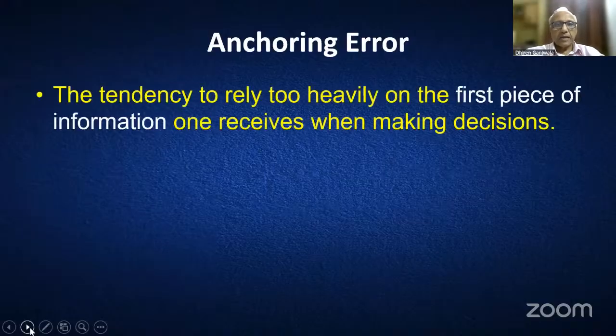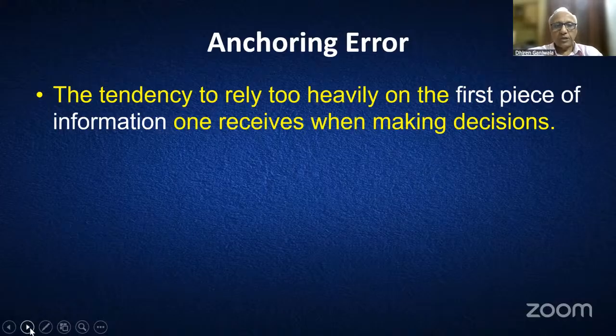So what is anchoring error? The tendency to rely too heavily on the first information that one receives while making a decision. So without taking the proper history, without examining the patient, we just rely on the first source of information, that is, there is a past history of compression fracture. And based on that, we say that this is because of the past compression fracture.